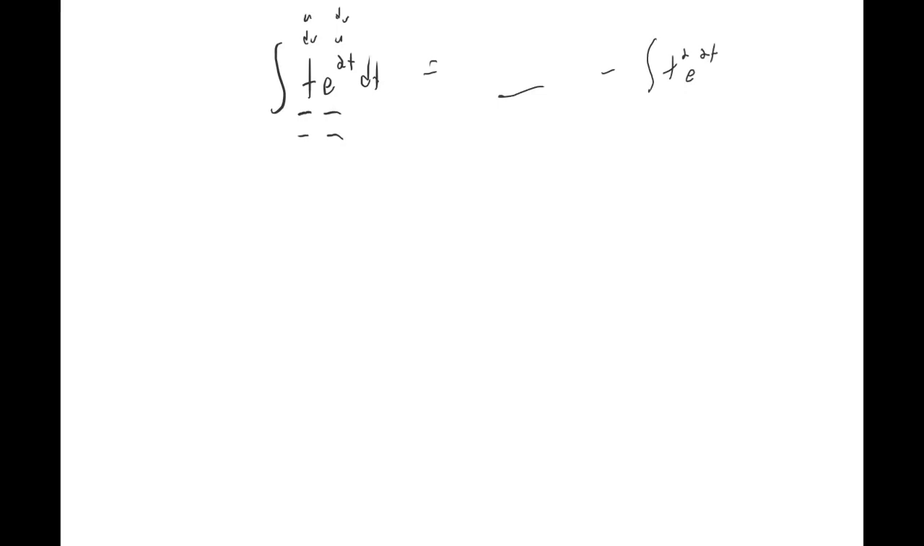Now, here's the thing, is this simpler than this? Probably not, right? If you didn't know how to integrate t times e to the 2t, the chances of you knowing how to integrate t squared times e to the 2t is even worse, right? So do you see that, in this case, it makes sense to derive t? Because if I derive t, it's gone. Derivative of t is 1, and then I'll just have the integral of e to the 2t. So let's do that.